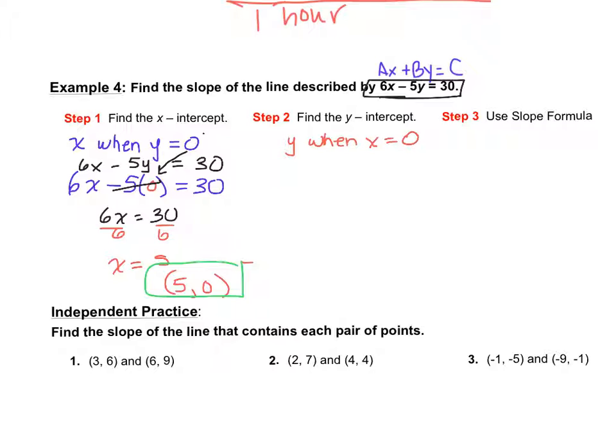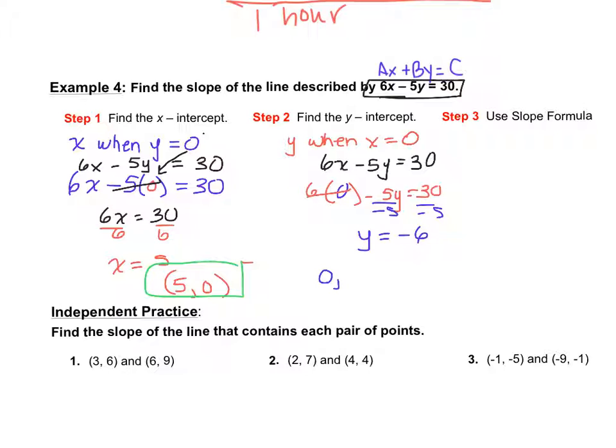The y-intercept is the value of y when x is equal to 0. So I am going to do 6 times x, 0, minus 5y is equal to 30. 6 times 0 is just 0. Negative 5y is equal to 30. I divide by negative 5, and I get that y is equal to negative 6. So my y-intercept is 0, because x has to be 0, comma, negative 6.